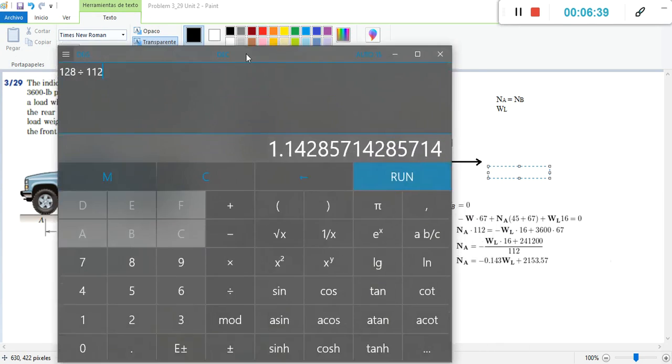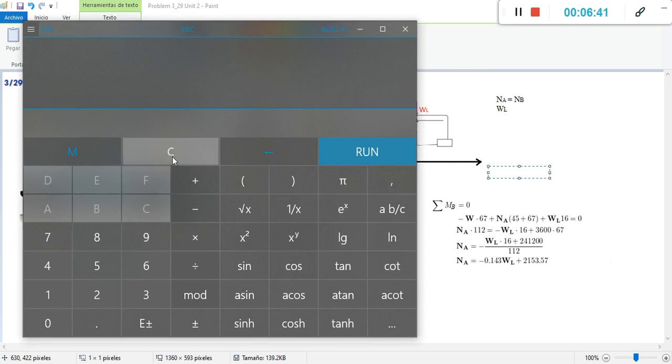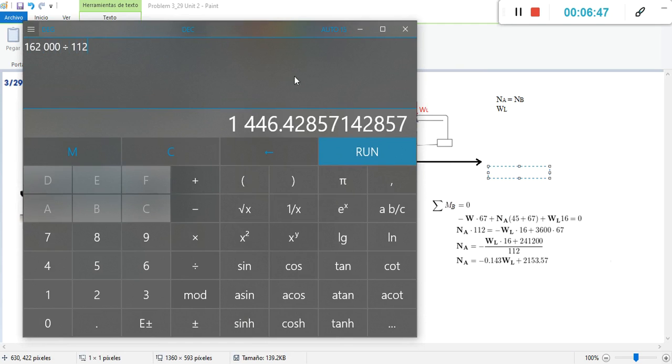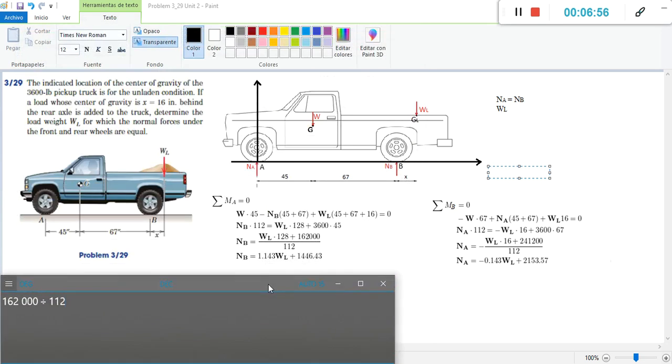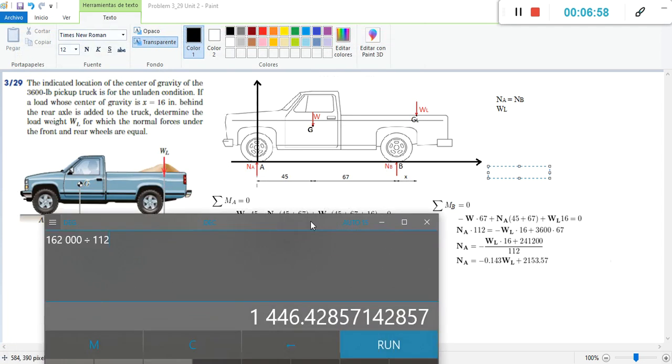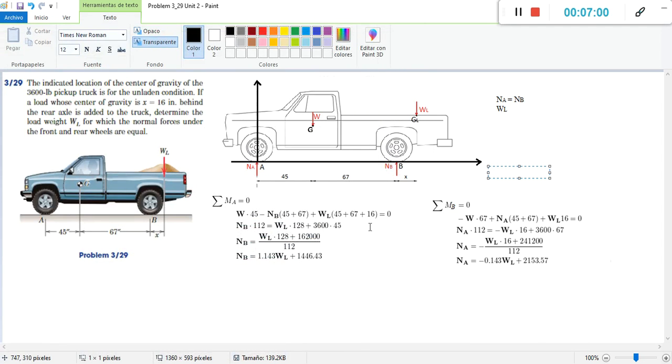and we have another, which is 162,000 over 112, which is 1,446.428, and we can round it to 43. Okay, now we have the equation in terms of MB.